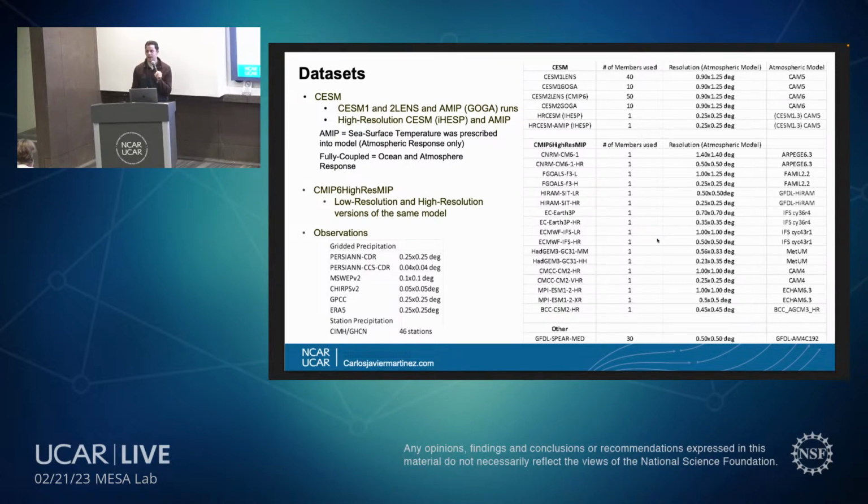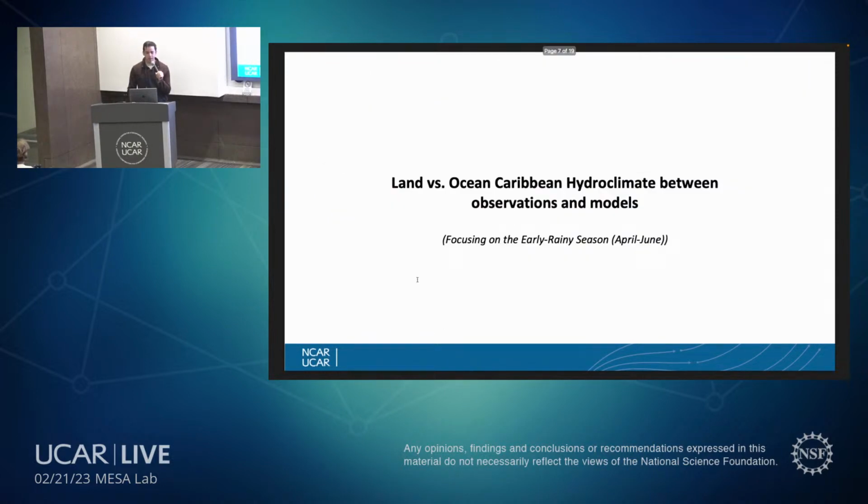And then I also looked at what's known as the CMIP6 HighResMIP project, which allows me to better assess having a model with just differences in resolution between their low and high resolution versions. So they're the exact same model, just differences in that. And then I looked at several observational data sets, including several rain gauge data sets from the Caribbean Institute of Meteorology and Hydrology, and several satellite or blended data sets to have a robust observational benchmark to compare with the models. Okay, so with that, the first part that I'm presenting is looking at the Caribbean hydroclimate between observations and models.